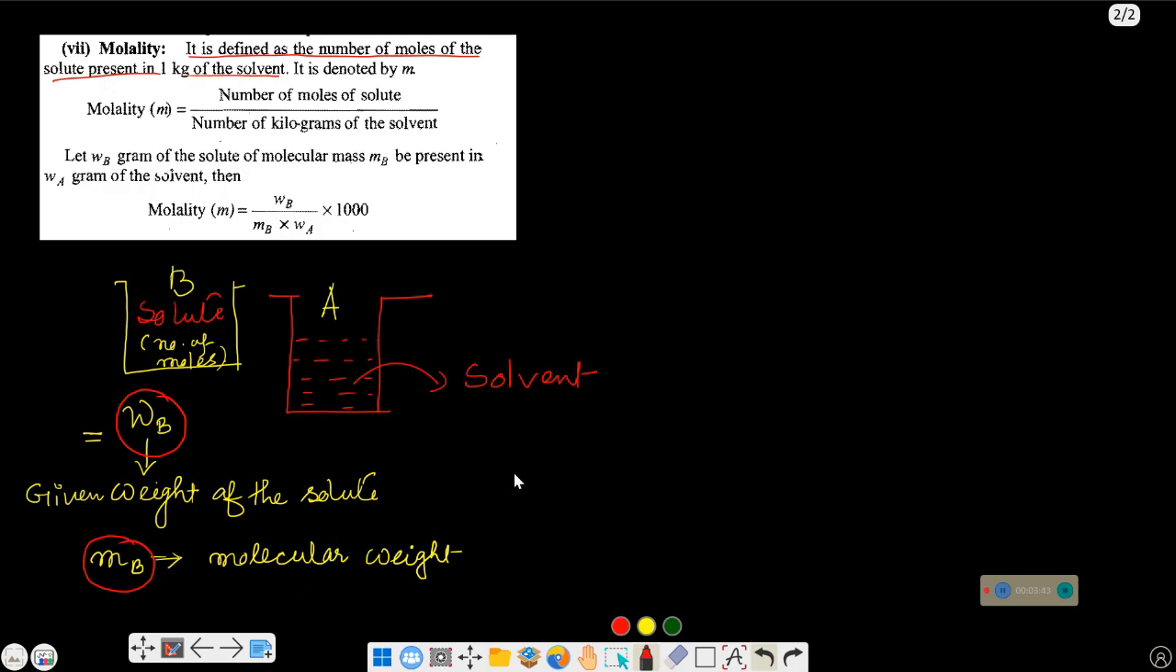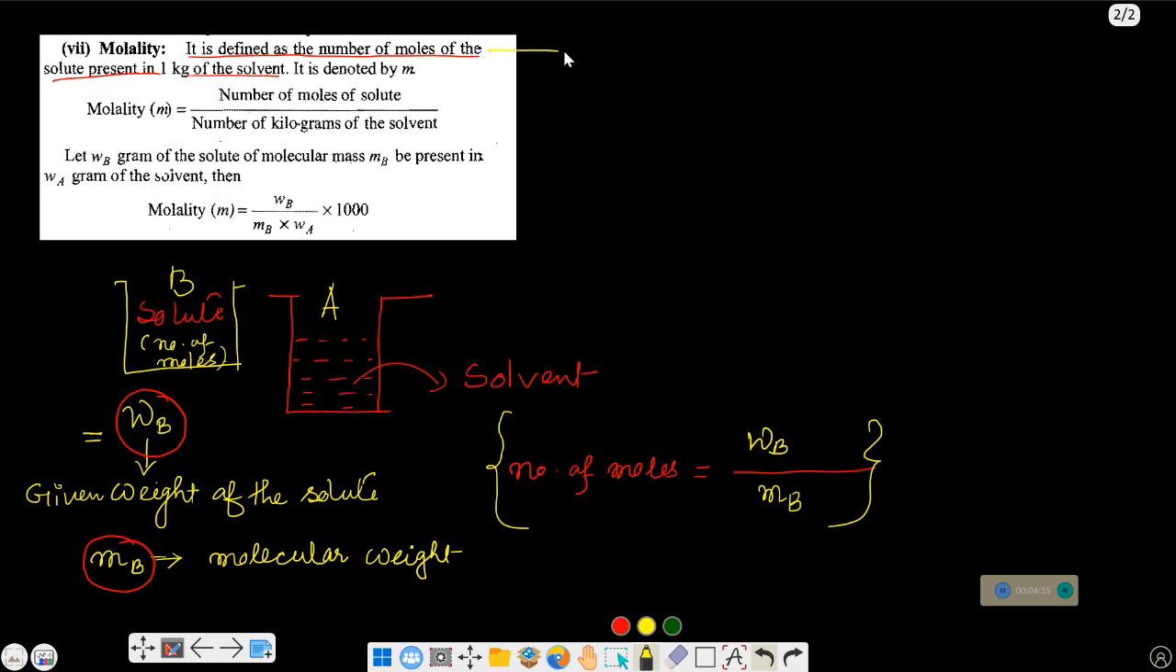Okay, so number of moles can be calculated. As we know, number of moles is equal to how much? Number of moles will be equal to WB, the given weight, divided by the molecular weight. Okay? So this is our number of moles. So from this we can know the number of moles, right?